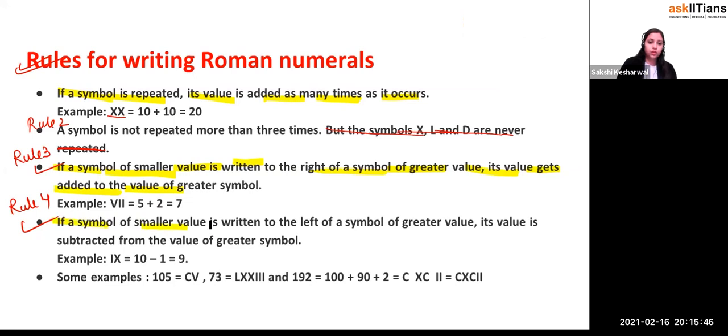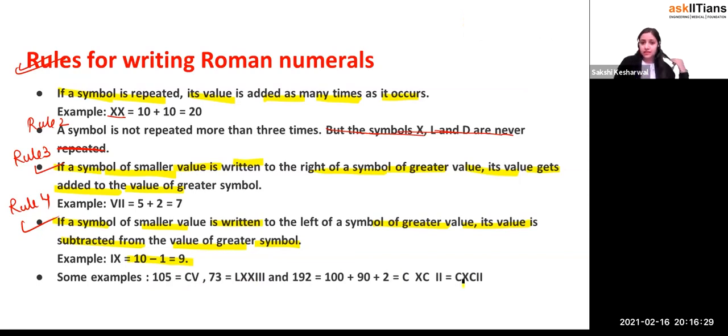Now, if the symbol of a smaller value is written on the left of the greater value, its value is subtracted from the greater symbol, right? So if I write IX, I is the smaller number and X is the greater number, so this is 10 minus 1, which is 9. For example, CV: C is 100 and V is the smaller number, so it will be added, 100 plus 5. LXXIII: L is 50, and each X means 10, and III is 1 plus 1 plus 1. So 50 plus 10 plus 10 plus 3, that is equal to 73, right?